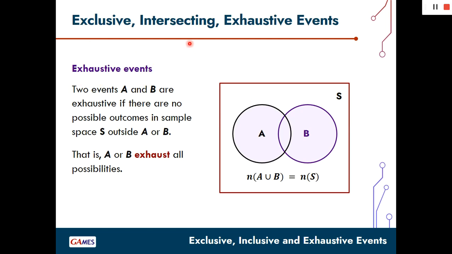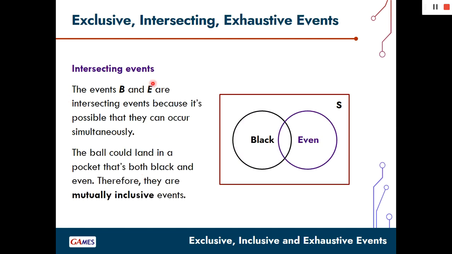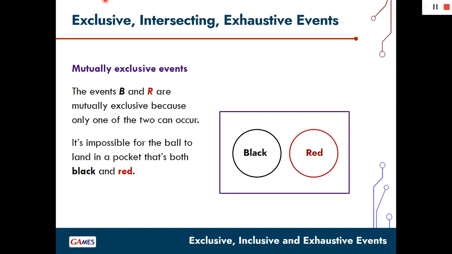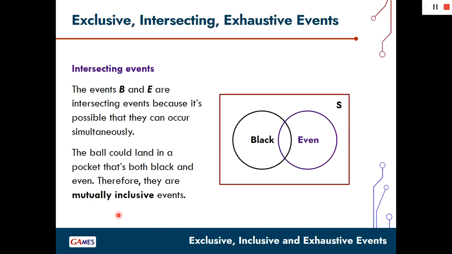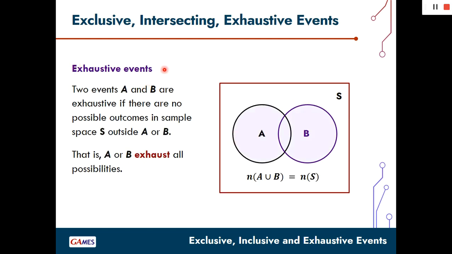All right, so moving on to exhaustive events. We've talked about exclusive and intersecting events, and we looked at the fact that intersecting events are mutually inclusive, and the very first one is mutually exclusive. But there's another notion we can take a look at or interpret when dealing with combinations of events like this. So we have the notion of exhaustive events.